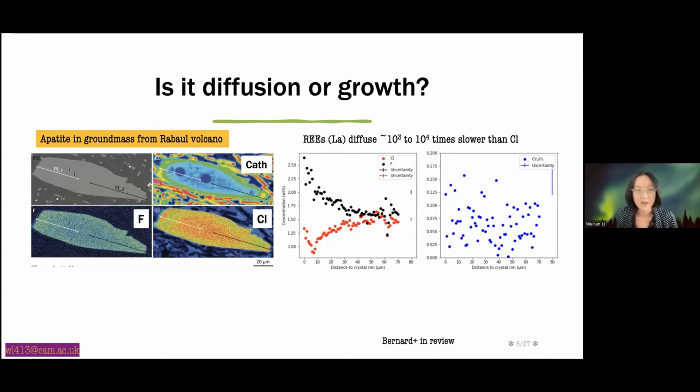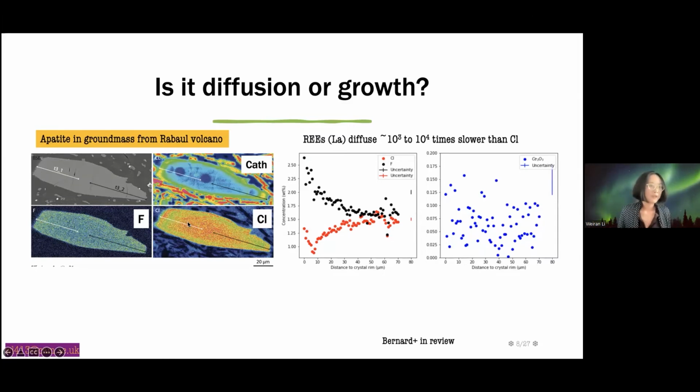Here I'm showing one apatite in groundmass from the Rabaul lava flows. And you can see from the cathodoluminescence image in the upper right corner here that the crystal is probably slightly zoned at the boundary, at the rim, but on the chlorine X-ray maps, you can see the zone has covered a much larger distance.